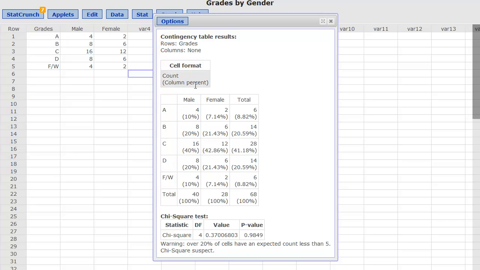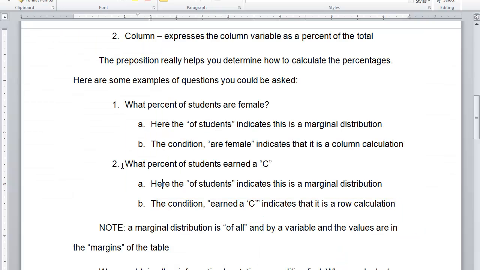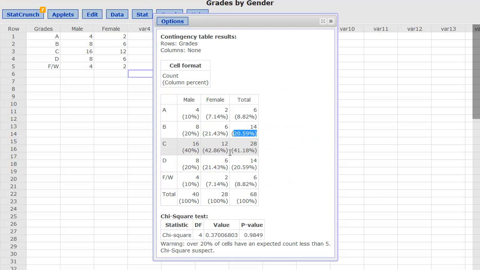But don't let that mess you up. Just understand that you wouldn't want to have 100, 100, 100. You want to have something that changes, right? And so what was our question? Our question was, what percent of students earned a C? And so here I can look and I can say, hey, look, 41.18% of students earned a C out of the 68 students total that I looked at.